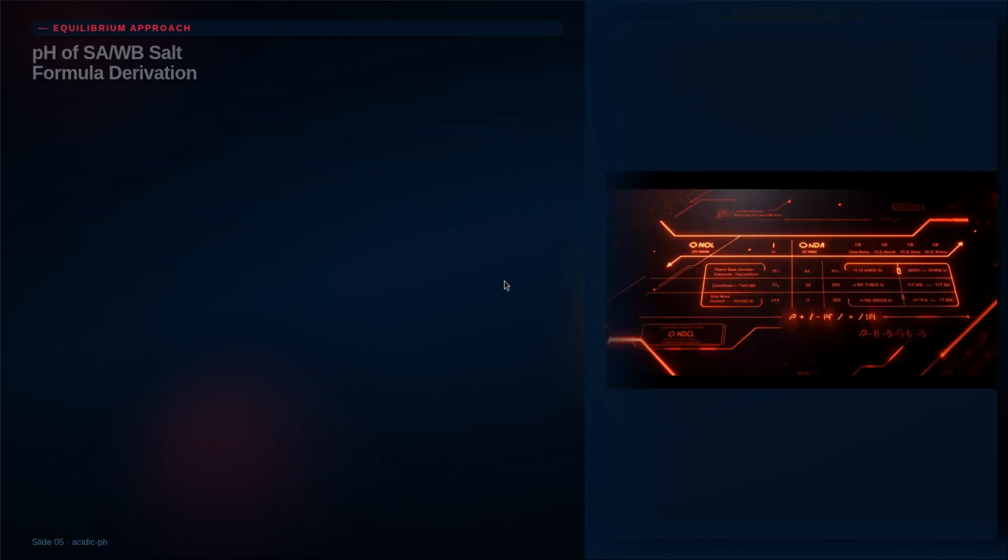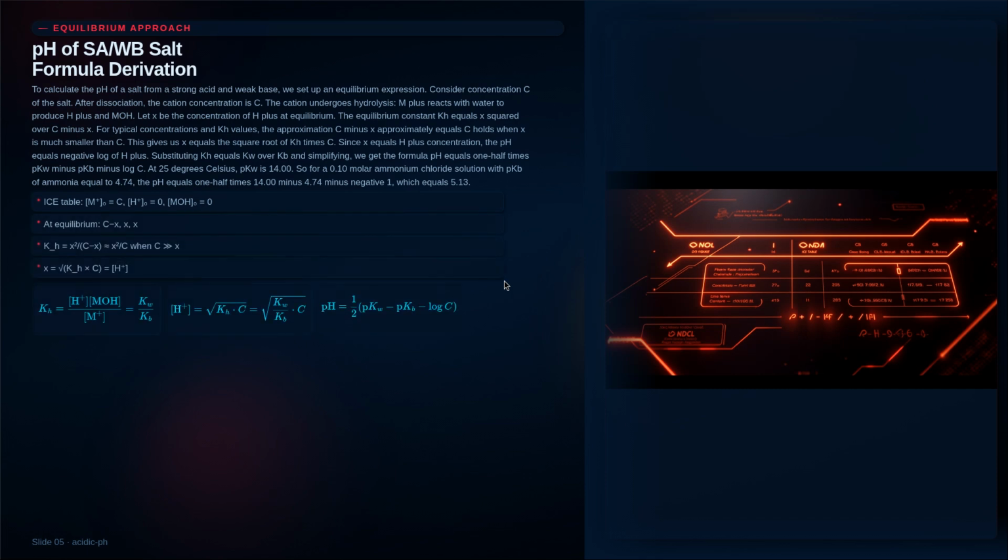To calculate the pH of a salt from a strong acid and weak base, we set up an equilibrium expression. Consider concentration C of the salt. After dissociation, the cation concentration is C. The cation undergoes hydrolysis. M+ reacts with water to produce H+ and MOH. Let X be the concentration of H+ at equilibrium. The equilibrium constant KH equals X squared over C minus X.